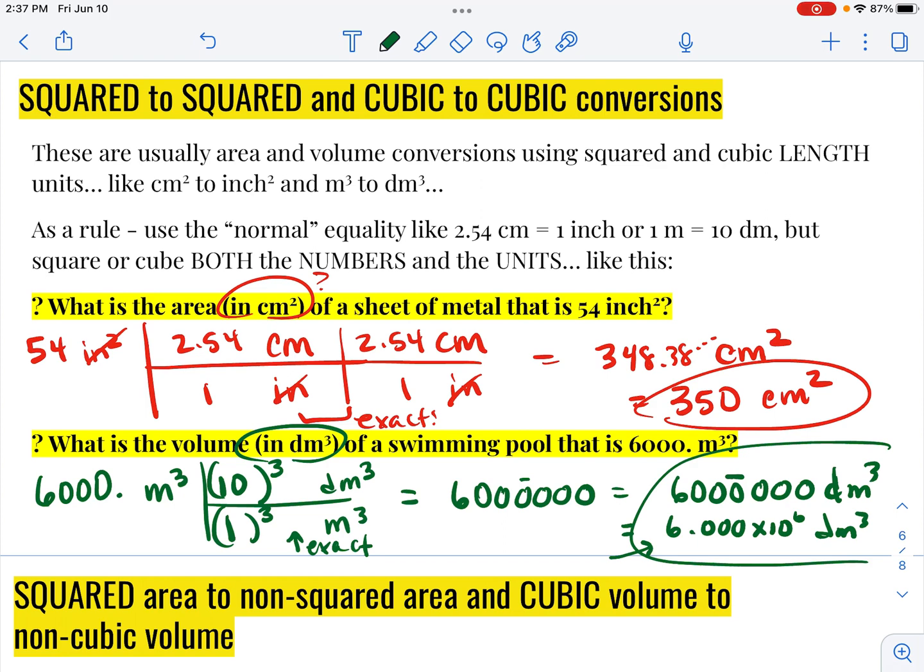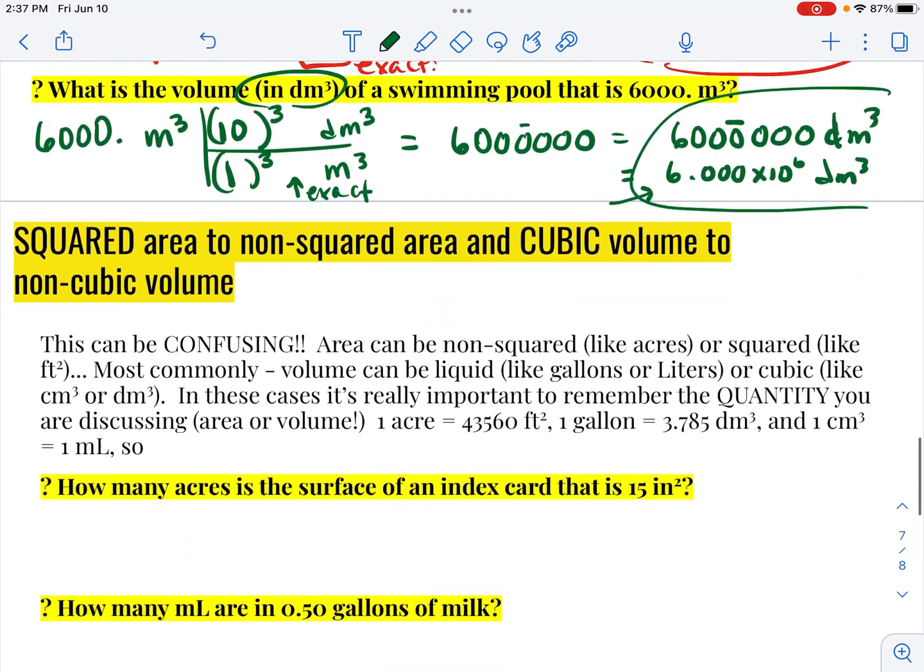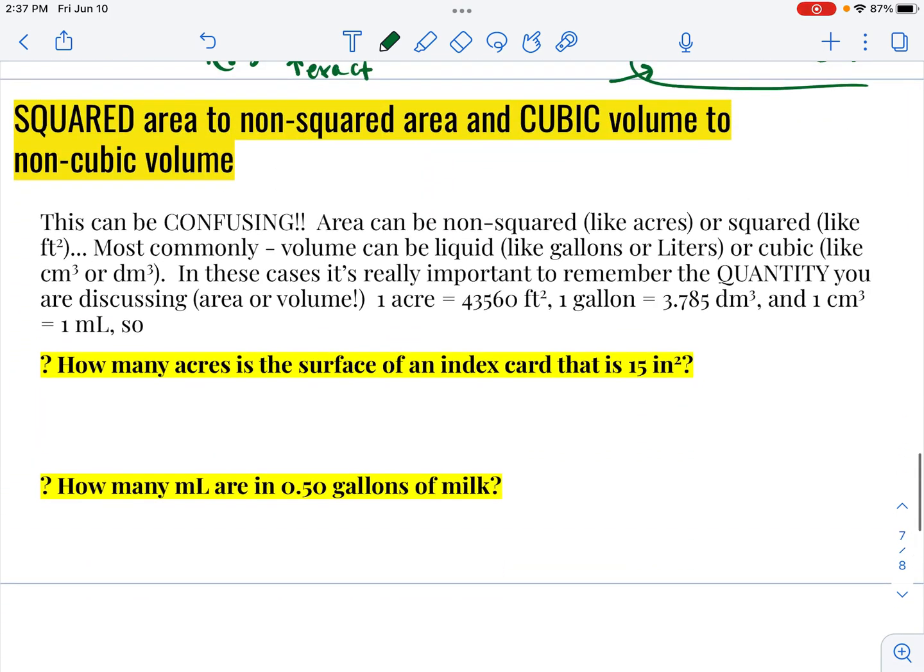All right, so that's squared to squared and cubed to cubed. The last one that I have for you is what happens if it's a volume that's cubed to a volume that's not cubed, like cubic meters to milliliters. There's no such thing as a cubic milliliter or a cubic liter. A liter is already a volume unit. The same thing happens with area like acres versus square feet. Okay, so you definitely want to be thinking of what's happening.